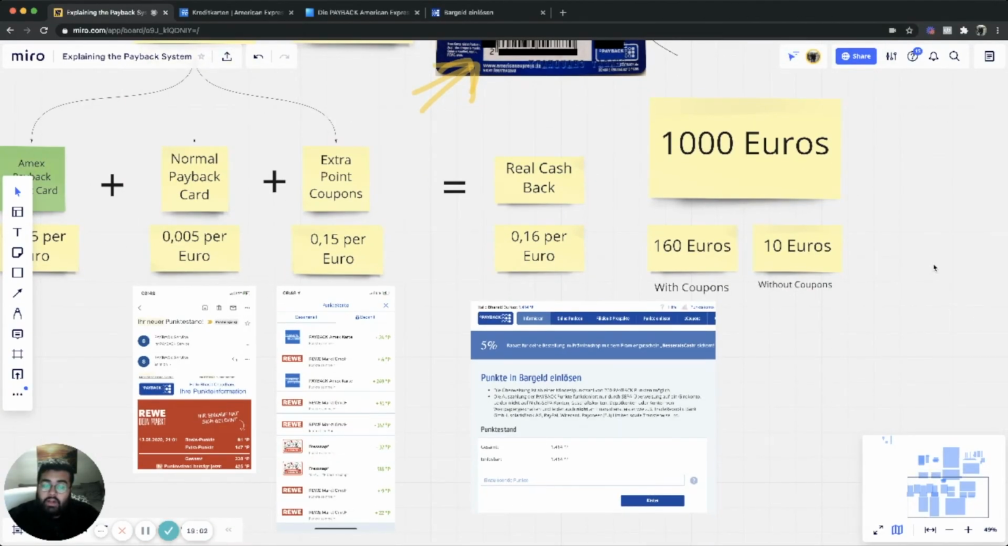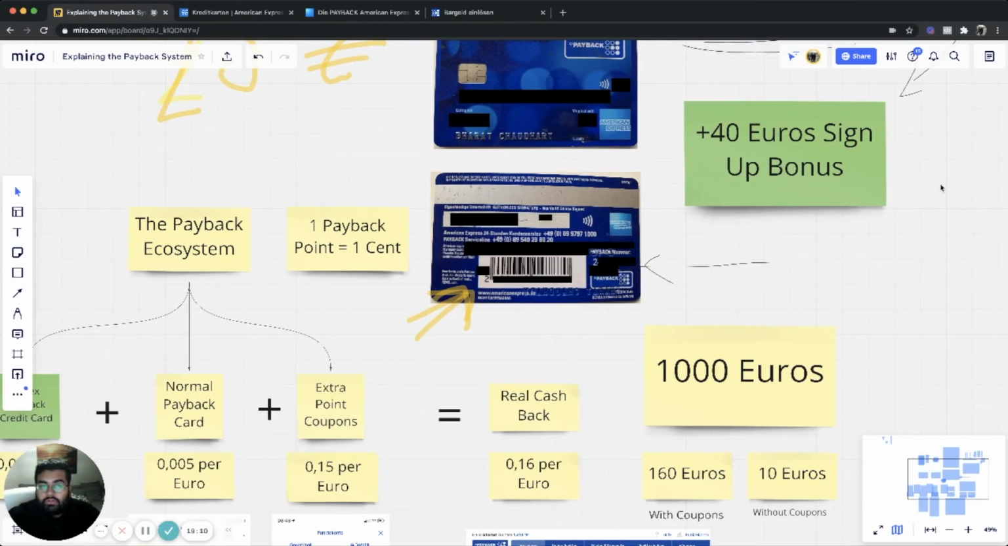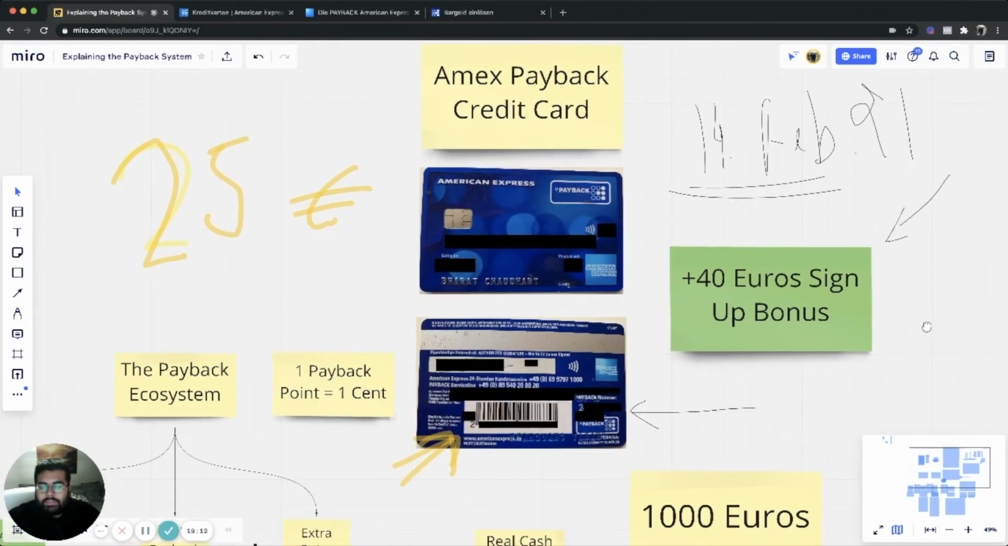So this was the how to apply for the American Express credit card video. And I've also gone into more details so that you can understand everything clearly.